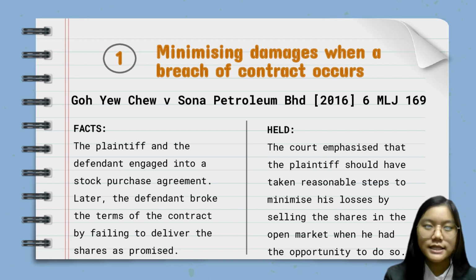The court emphasized that the plaintiff should have taken reasonable steps to minimize his losses by selling the shares in the open market when he had the opportunity to do so. Instead, the plaintiff held onto the shares, allowing the losses to accumulate. As a result, the court limited the damages awarded to the plaintiff based on his failure to mitigate. The court highlighted that the principle of mitigation requires the innocent party to take reasonable steps to reduce their losses.